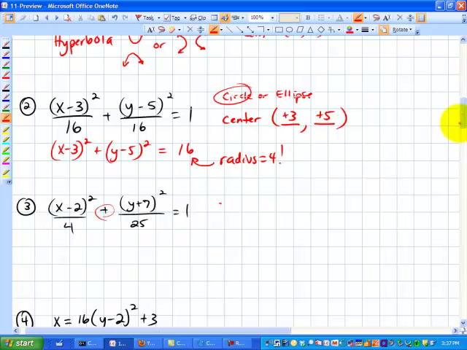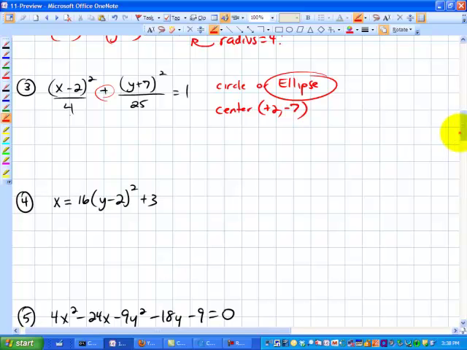I see the plus sign in the middle, so it's either a circle or it's an ellipse. And because these numbers are different, I know that it's going to be an ellipse. And the center is going to be at +2, -7.